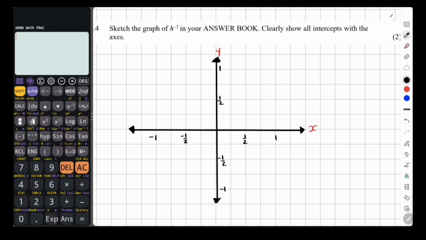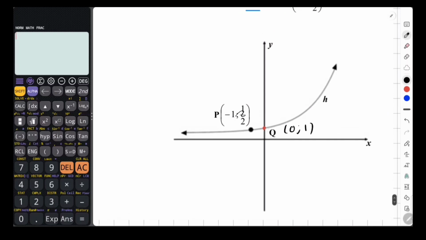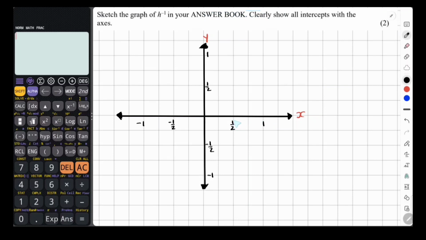And so now I'm just going to focus on the points that I have on the original graph. So since the original graph has the point -1 and 1/2, I'm going to have 1/2 and -1 instead. And I'm going to call that the image of P, so just P prime. So at 1/2 and -1, that's where we have P prime being 1/2 and -1.